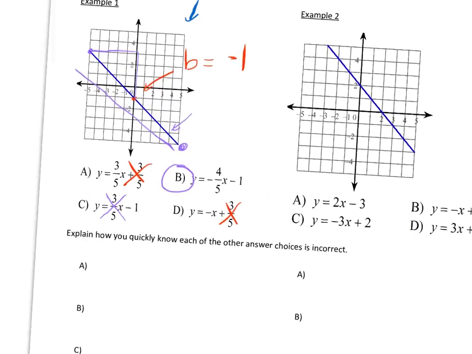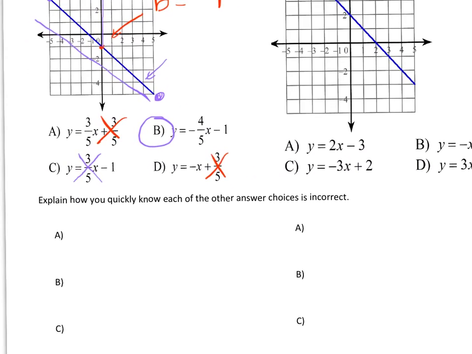Okay, so I want you explaining. You'll take a second, hit pause, and explain in words why answer choice A was incorrect. Remember, it was because answer choice A didn't have the correct y-intercept. We knew it was a negative y-intercept, and this one had a positive one. For B, you would explain again, the y-intercept was off. For answer choice C, your explanation should be that the slope was positive in the answer choice, but I know it's a negative slope.